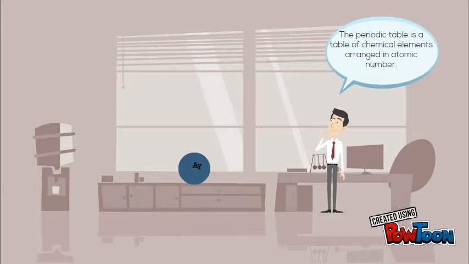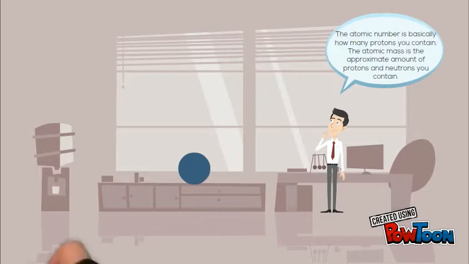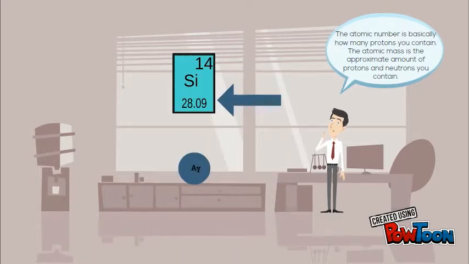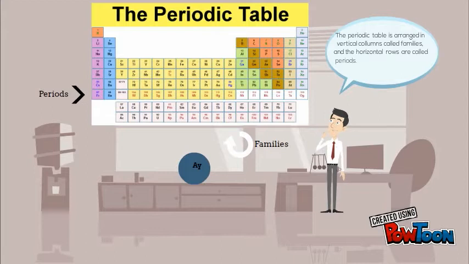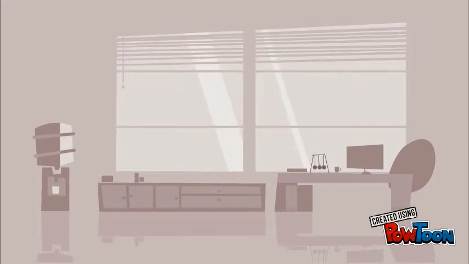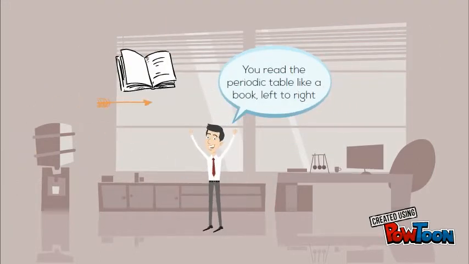The periodic table is a table of chemical elements arranged in atomic number. The atomic number is basically how many protons you contain. The atomic mass is the approximate amount of protons and neutrons you contain. The periodic table is arranged in vertical columns called families, and the horizontal rows are called periods. The period number tells you how many shells of electrons you have. You read the periodic table like a book, left to right.